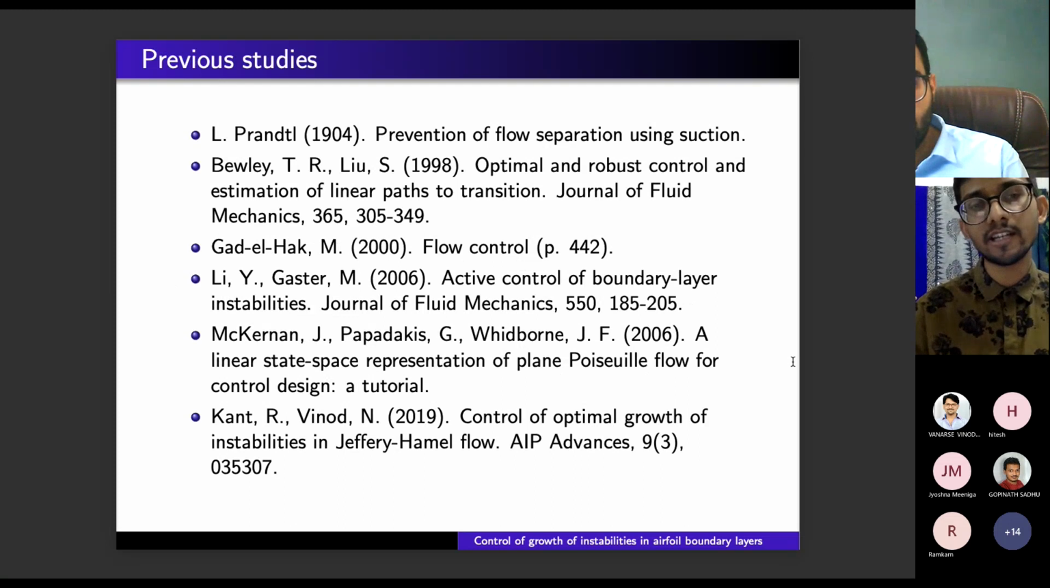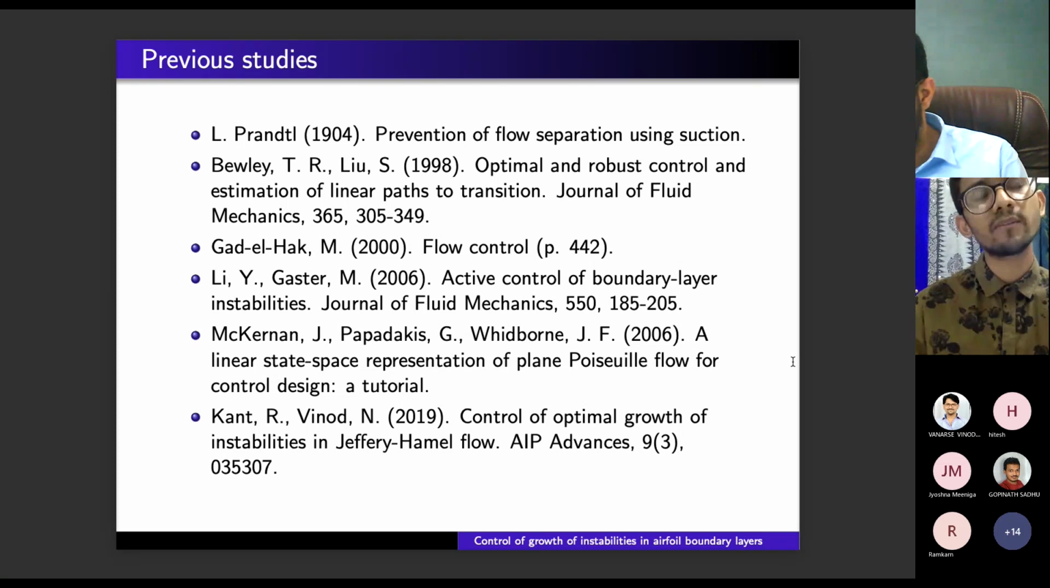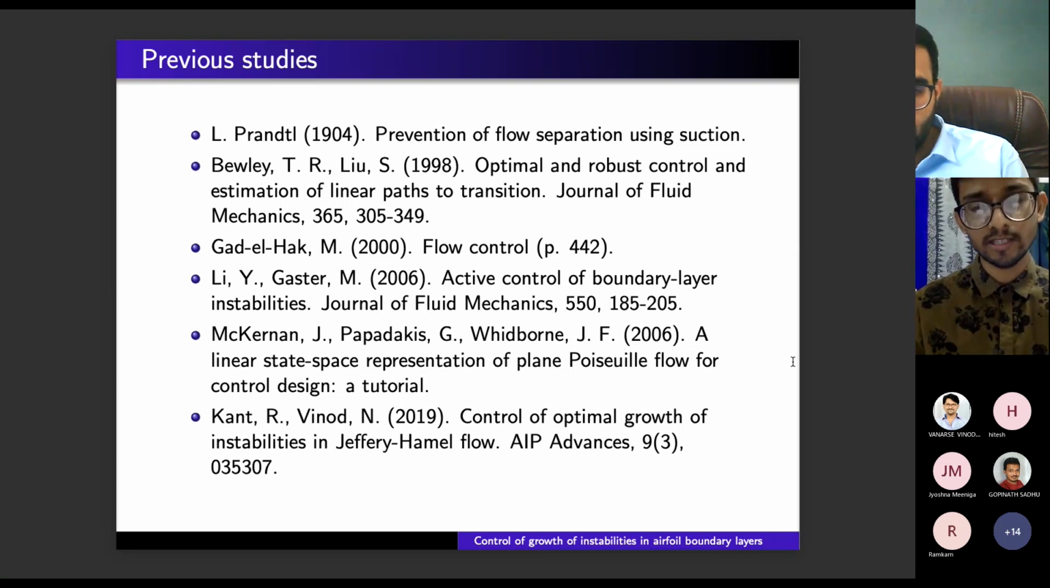So here are some previous studies that we make use of. The spark started when France in 1904 used suction of fluid from the cylinder wall in order to prevent the flow separation. In our work, we make use mainly of the work of Bewley and McKernan, in that we adapt their method of calculating the non-modal growth and how we incorporate the linear control in the fluid system.